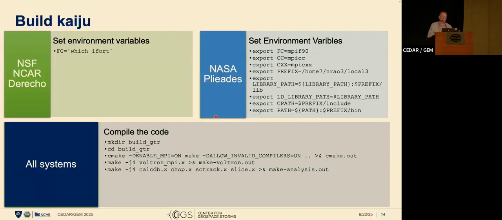CalcDB is a tool that allows you to calculate that delta B, the ground magnetic field perturbation, from the currents flowing in the magnetosphere, field line currents from the magnetosphere boundary down to the ionosphere boundary, and the currents in the ionosphere. Chop.x looks at covering different chops of the files. Slice does different slices. And sctrack.x is an executable that allows you to do interpolation along a satellite track.